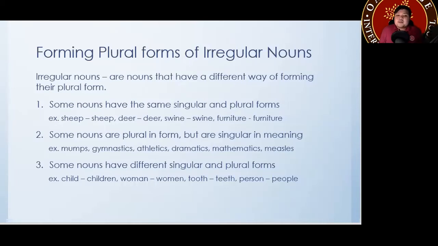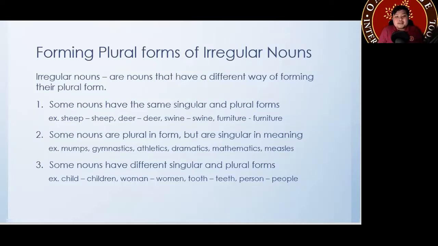Number 2, some nouns are plural in form but singular in meaning. That means they're already plural, but they just mean one thing. Mumps is the sickness wherein the bottom of your jaw is inflated. Gymnastics, athletics, dramatics, mathematics, measles. Measles is also a sickness, where your skin tends to have red dots. They're already in plural form, but they are singular in meaning.